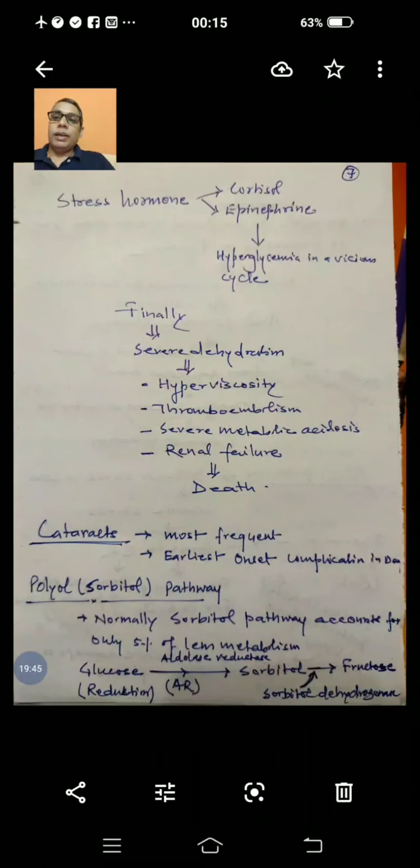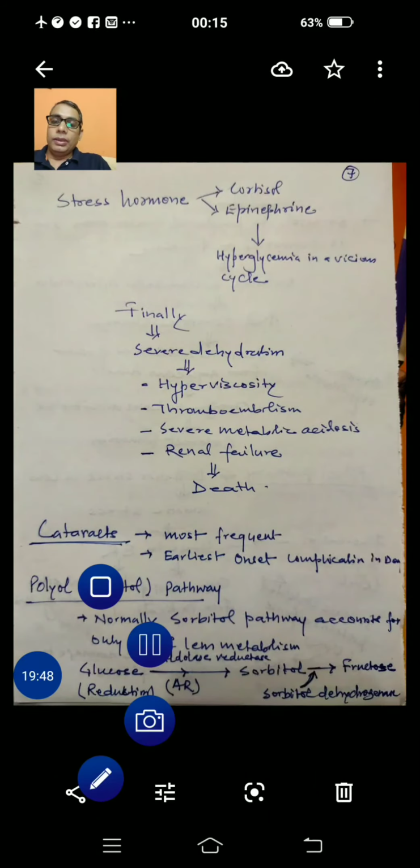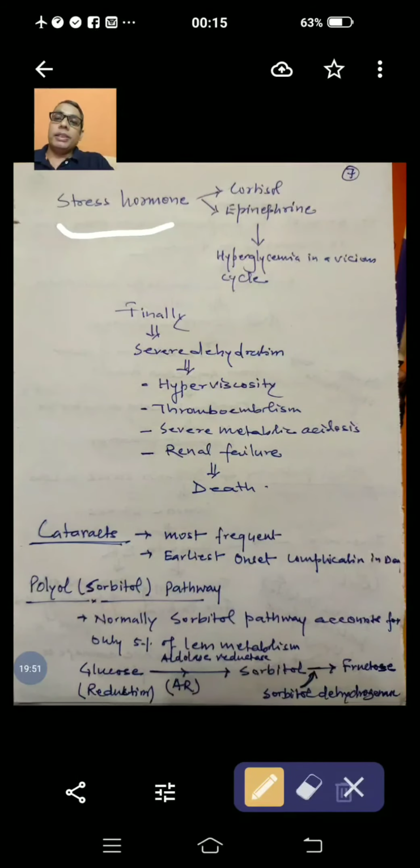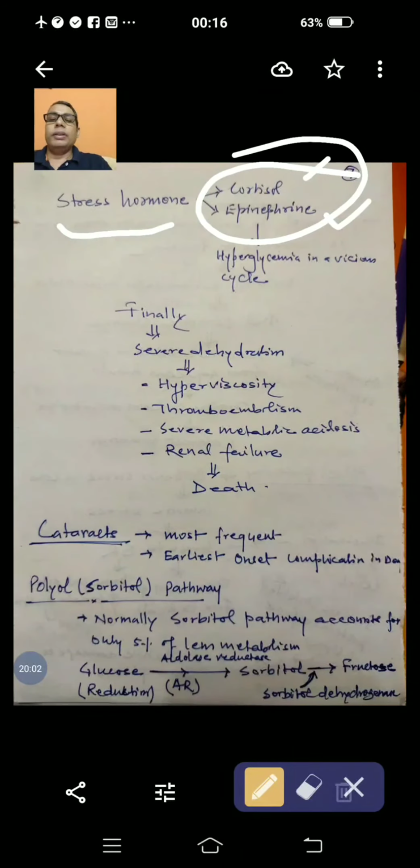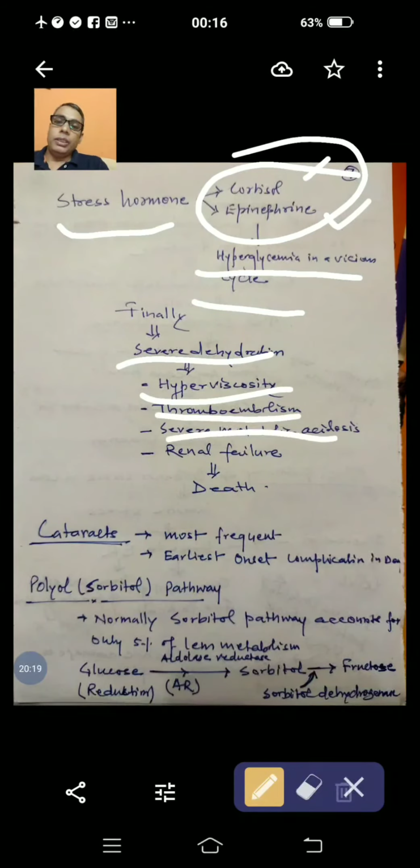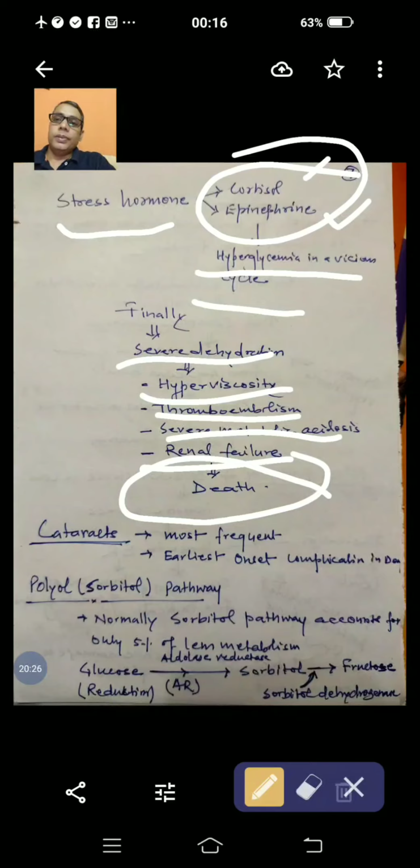और जब लाइफ थ्रेटनिंग कंडीशन हो जाएगी, at that time there will be release of stress hormones like cortisol and epinephrine for the saving of the life, and these are responsible for further aggravation of this hyperglycemia because of the occurrence of a vicious cycle of hyperglycemia. And finally there will be severe dehydration, hyperviscosity, thromboembolism, severe metabolic acidosis, and renal failure, and ultimately the animal will die. So these are the pathological changes, or you can say physiological changes, which are due to the insulin deficiency.